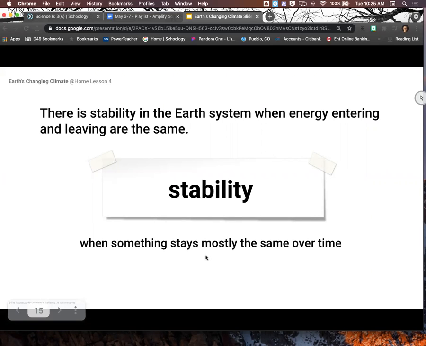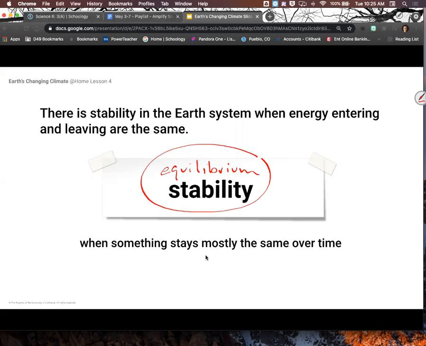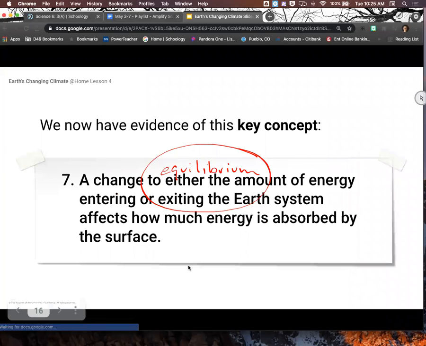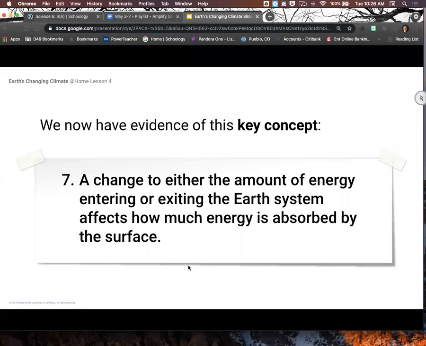There's stability in the Earth system when energy entering and leaving are the same. And so this idea of stability is also the same idea as equilibrium. When something stays mostly the same over time. Nature prefers this. A change to either the amount of energy entering or exiting the Earth system affects how much energy is absorbed by the surface.